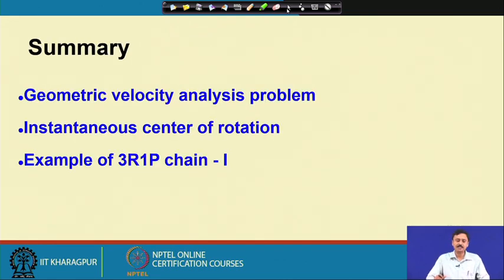So, let me summarize. We have discussed the geometric velocity analysis problem using the concept of instantaneous center of rotation, and we have considered this example of the 3R1P chain of type 1. We have looked at the singularity of the input output velocity relations, and we have discussed the dead center configurations of the mechanism. With that, I will conclude this lecture.